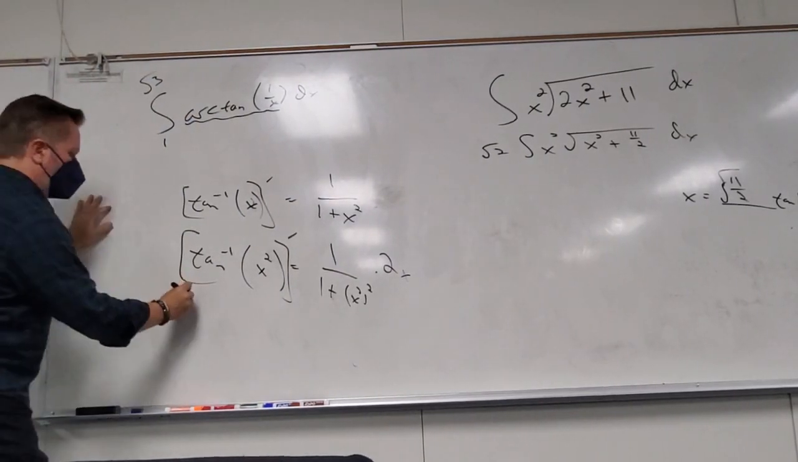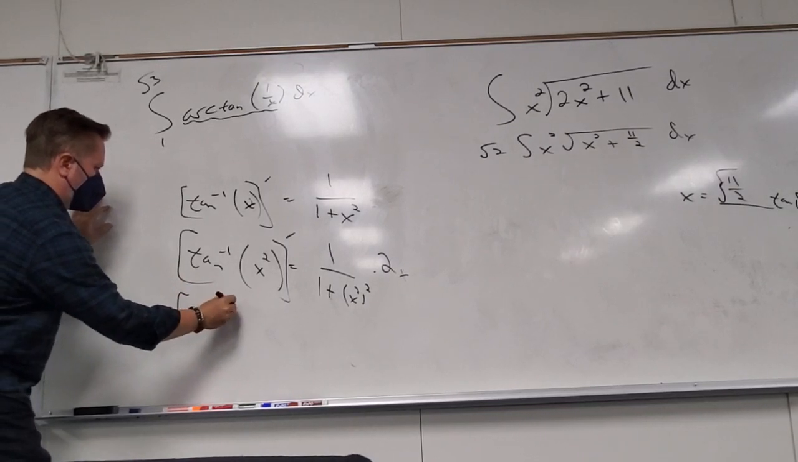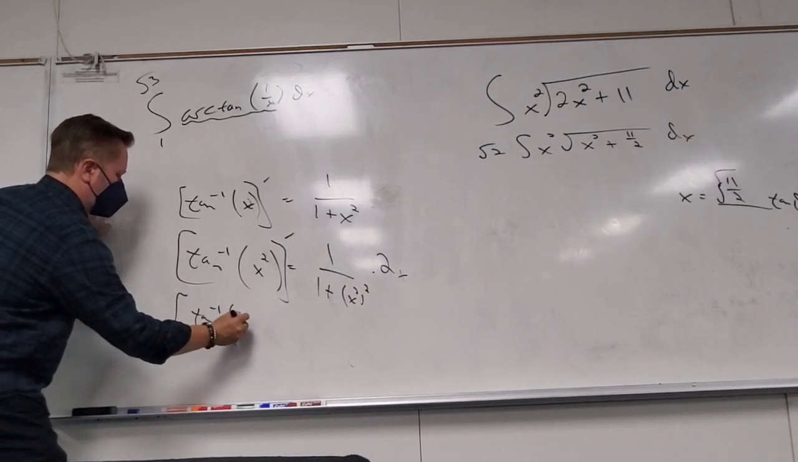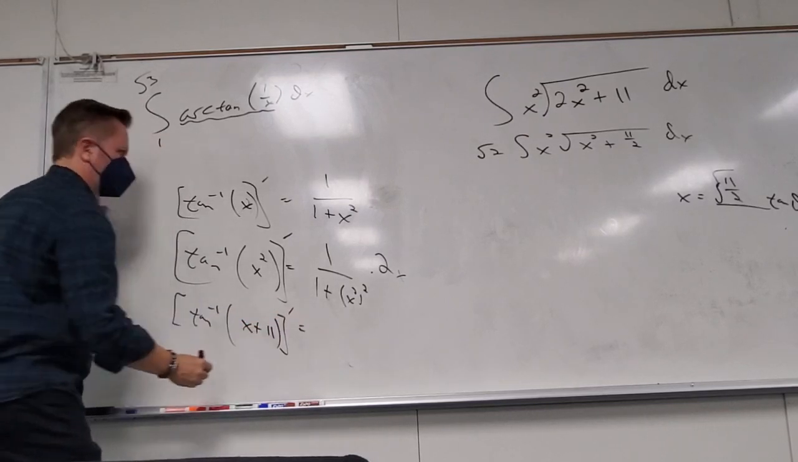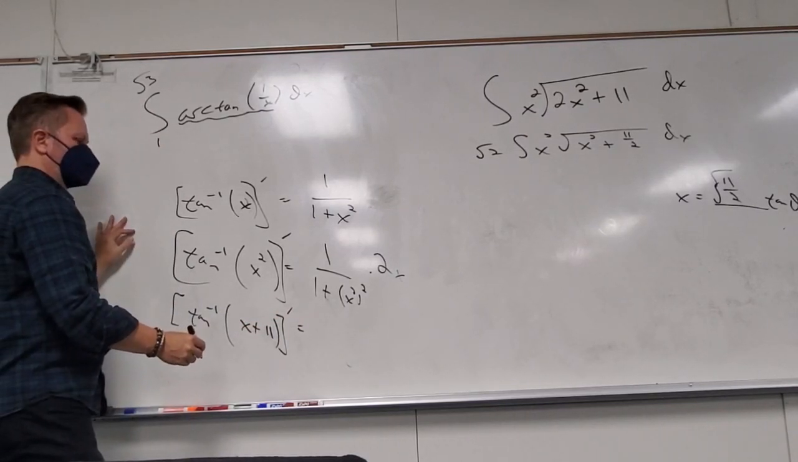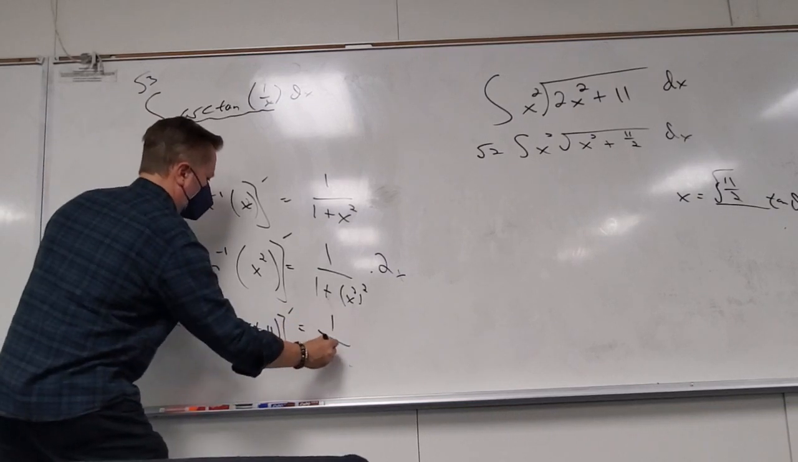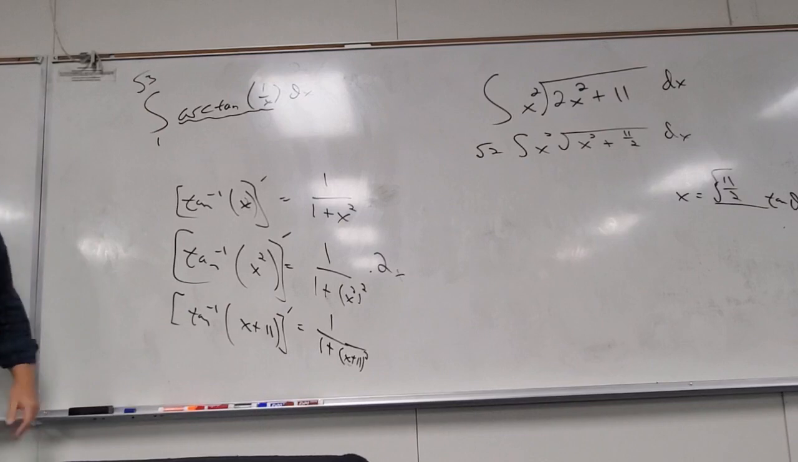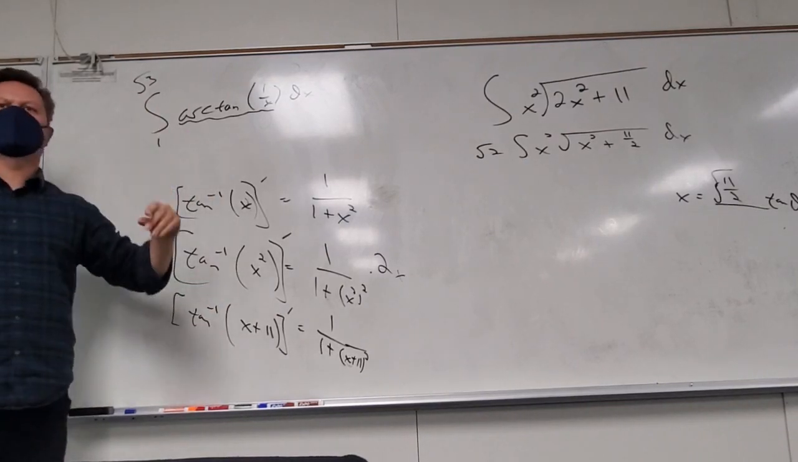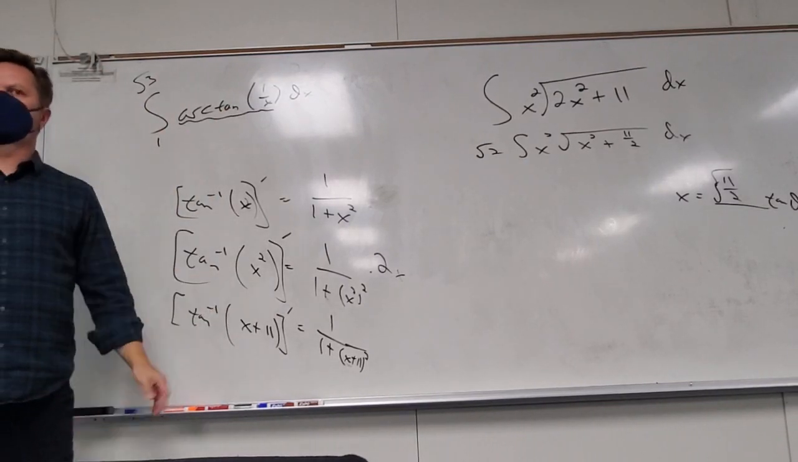So if I had arctangent of x plus 11, what's its derivative? 1 over 1 plus (x plus 11) squared. Done. Because the derivative of the inside is 1. So linear with slope 1. It should be easy.